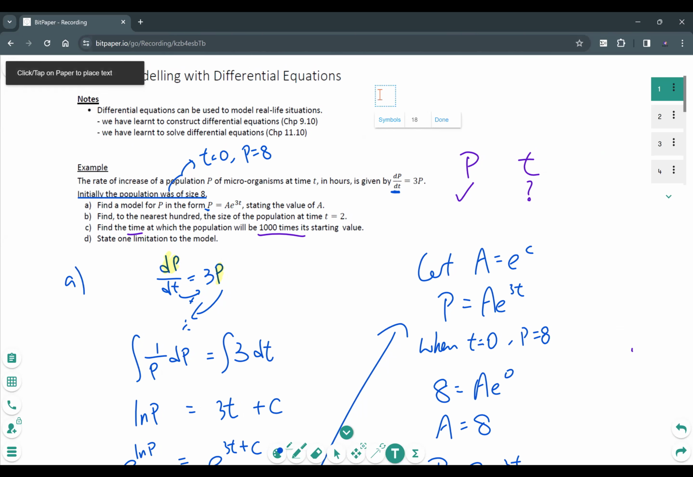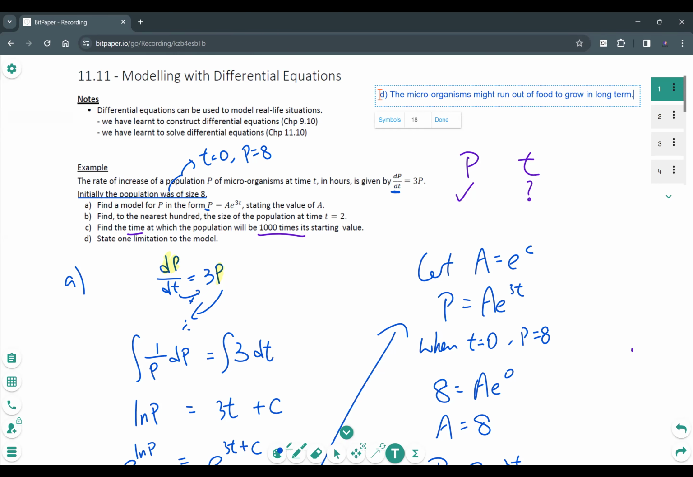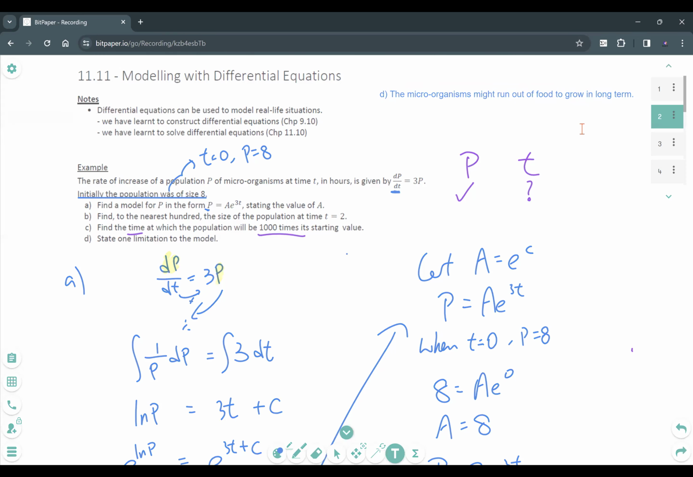So for part D, just type it out: the microorganisms might run out of food to grow in the long term. That's the answer. That's it. Next one.